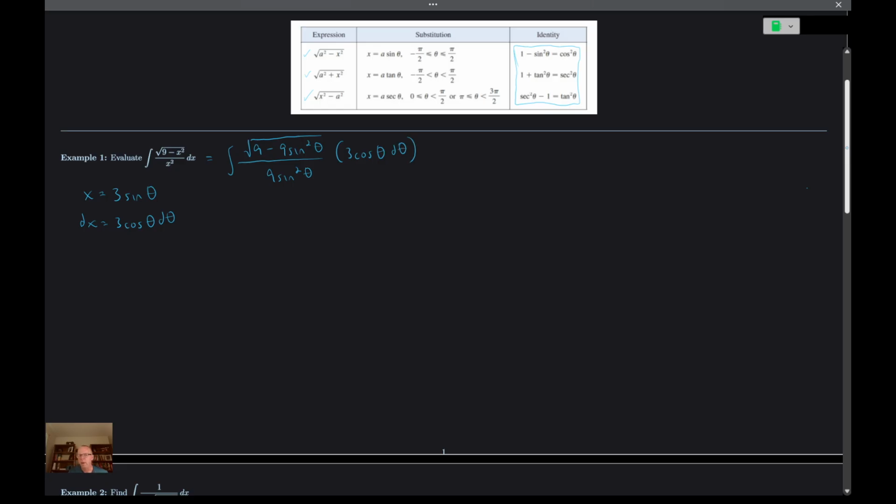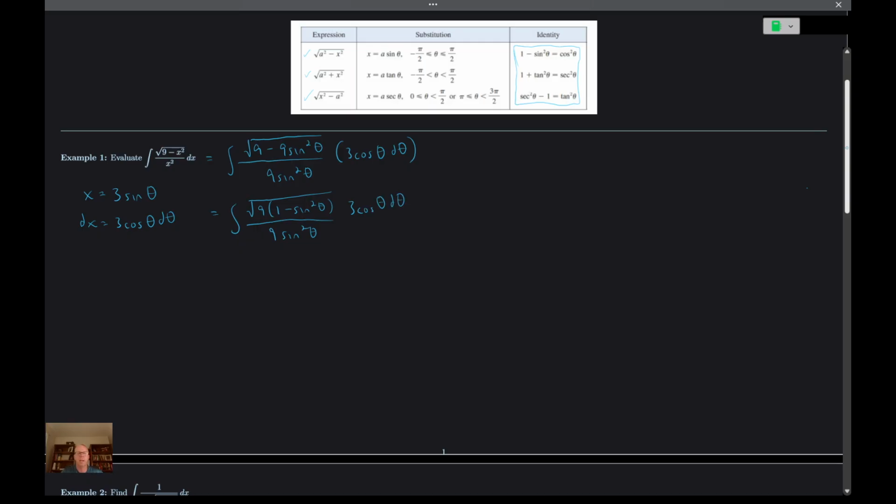All right, now it's really just a matter of getting this simplified in a way that hopefully we can integrate it. So let's see what we can do. We can factor out the 9 on top, so square root of 9 times 1 minus sine squared theta. And notice that now that we have this, it tells us that we'll need this identity, and so we will use that. Then 9 sine squared theta, and then still have the 3 cosine theta d theta.